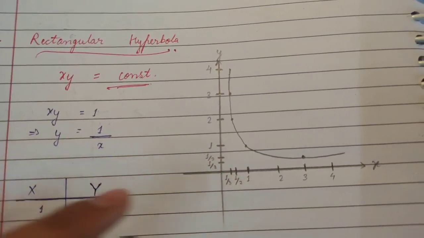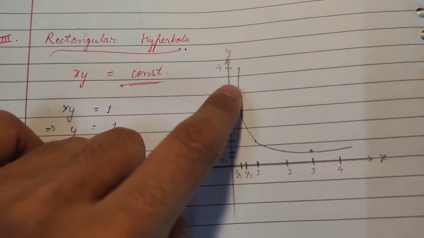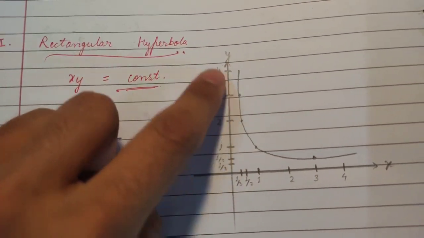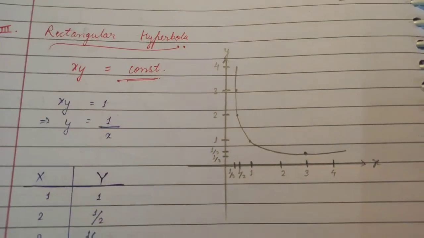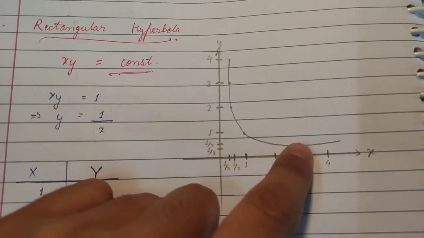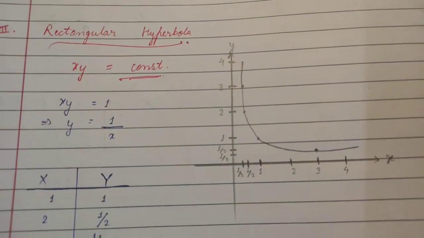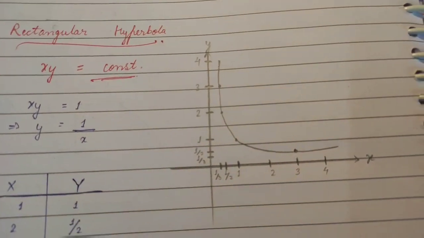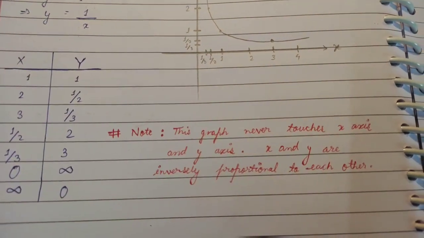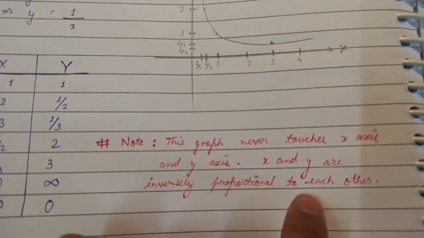Now one thing you must see is that the graph does not touch the y-axis and it also does not touch the x-axis. It will not cut the x and y axes. So we can also say that the graph will cut the x-axis at infinity and the y-axis also at infinity. Infinity here basically means that we do not know at which point it will cut. And as I already said, x and y are inversely proportional to each other.